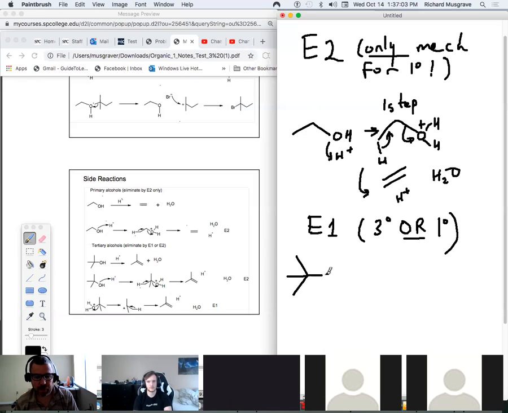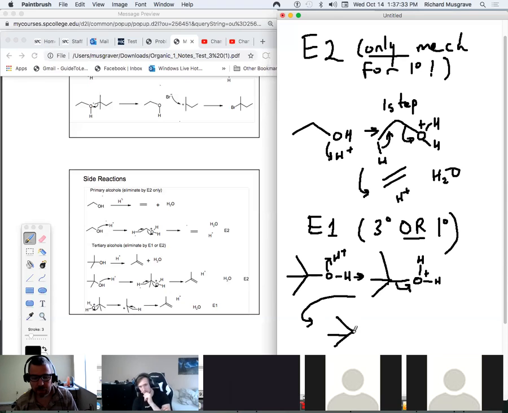And the E1 mechanism, I'm just going to show you this because E2, obviously, I've just shown you here. So we put the O with the H plus again, which is fine. Then the water comes off. This is in one separate step, and we get the C plus, and then it can lose the hydrogen in a second separate step to form the alkene.